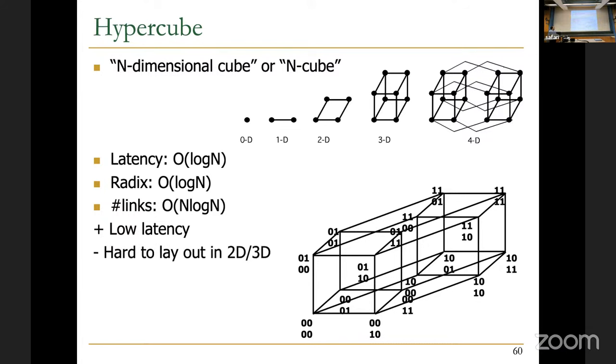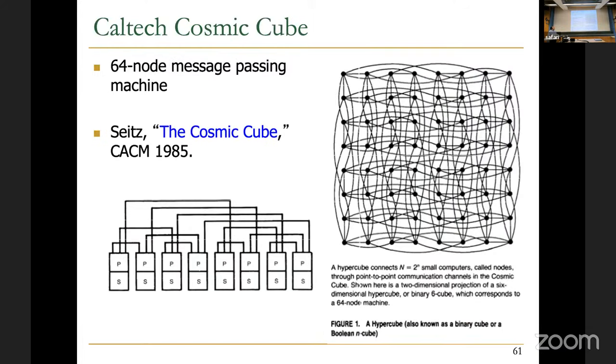But in the end, it's hard to lay out in 2D or 3D chips. This is an example of using a hypercube in a real system, the Caltech Cosmic Cube, and this is how they connect 64 nodes. And you can see that it's a mess. If you want to have this hypercube in 2D on chip, it's actually very hard. This is the hypercube design when we have only 8 nodes. But this is a hypercube where we need 64 nodes.